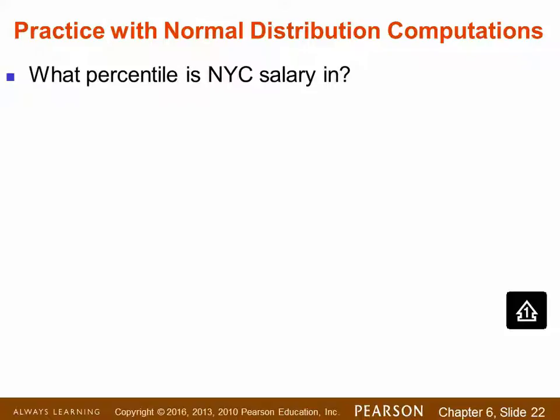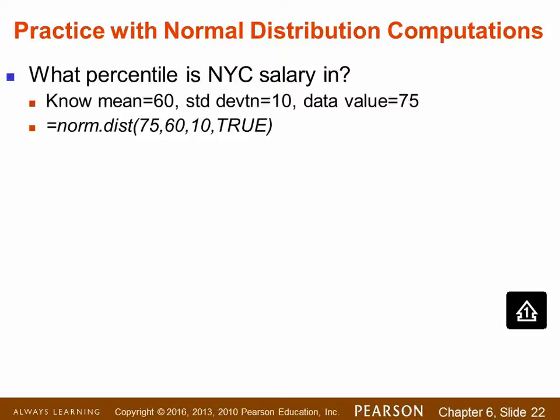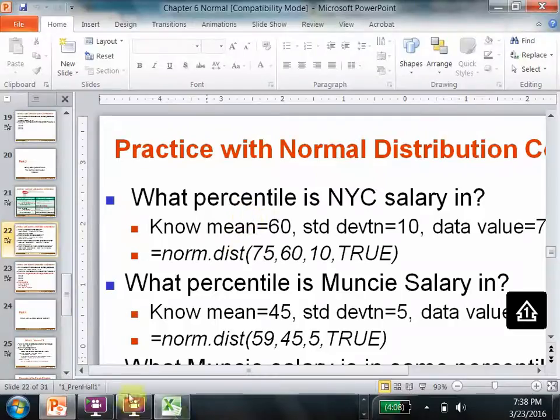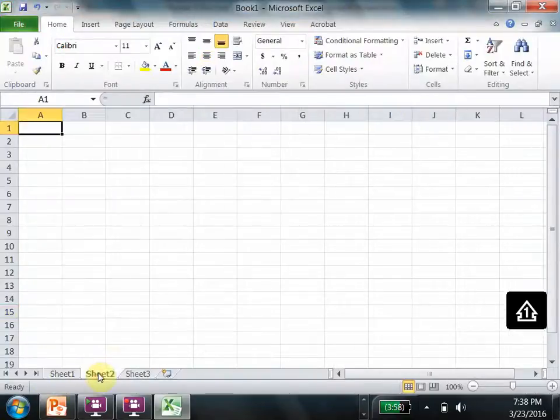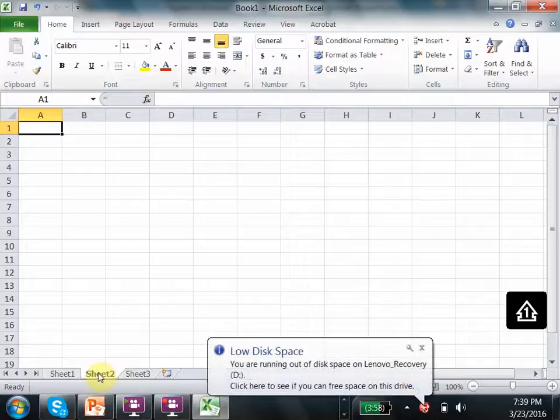Okay, so let's do some computations. Let's go ahead and open up Excel, and let's now figure out what percentile New York City salary is actually in. So we're going from a data value to a percentile. Let's pull up Excel. And one thing you can do is save your whole Excel file. I'm just going to open up a new sheet. I'm going to call this Excel computations.